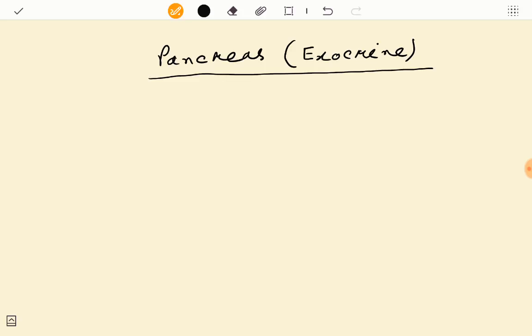I don't know about you, but the first thing that comes to my mind is that the pancreas has an endocrine function, and that is that the pancreas releases insulin. Yeah, we all know that. We all know that the pancreas releases insulin, which helps balance the blood sugar level in the blood. So the pancreas also has an exocrine function, which helps in digestion.